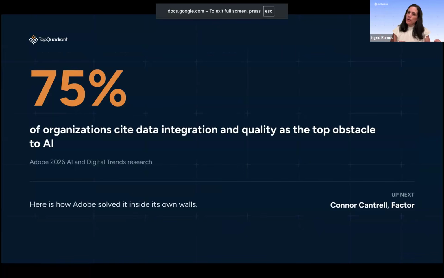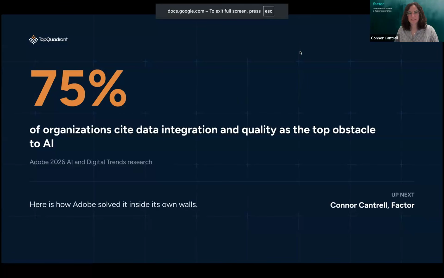I'm going to end here by citing a study that Adobe put out in their 2026 AI and digital trends research: 75% of organizations cite data integration and quality as the top obstacle to AI. I think Adobe really went out and tried to understand what some of the issues were on their customers' behalf, but really on their own behalf too. And the story that Connor's going to start here will show you how Adobe began to solve some of these challenges within their own walls. So with that, I'm going to turn it over to Connor.